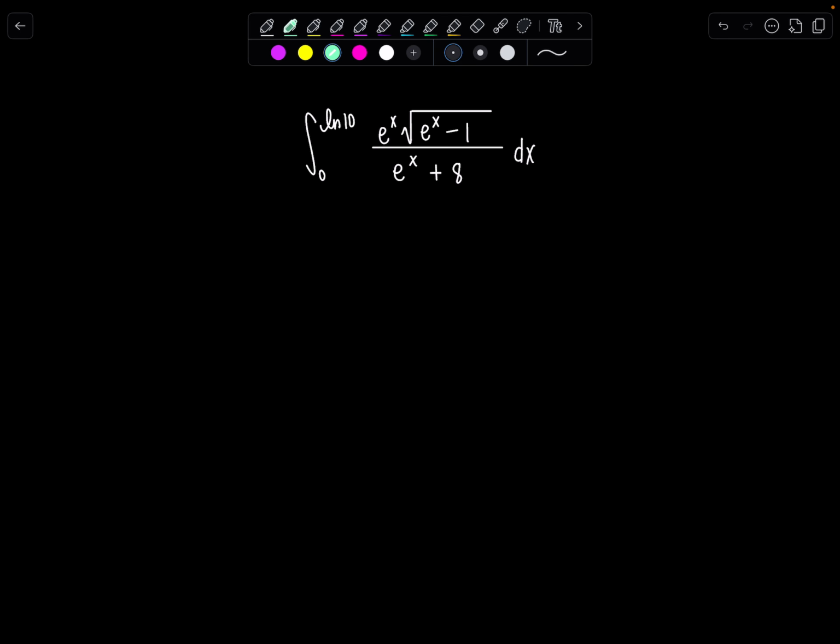So go ahead, pause the video if you want to try it on your own. I'm just going to give you a small hint. Pretty much u-sub is all you need, and it looks worse than it is. It's actually a pretty fun little integral to do.